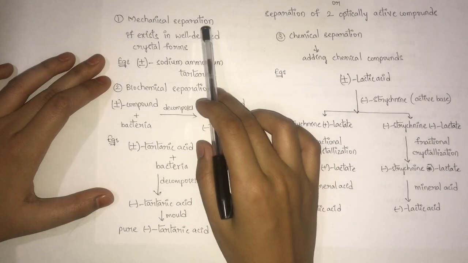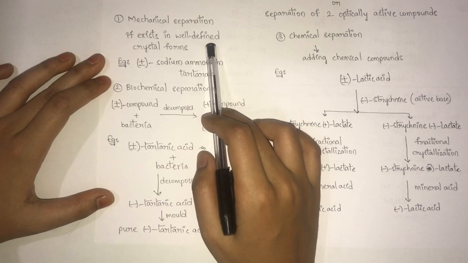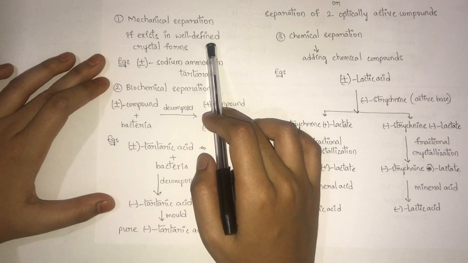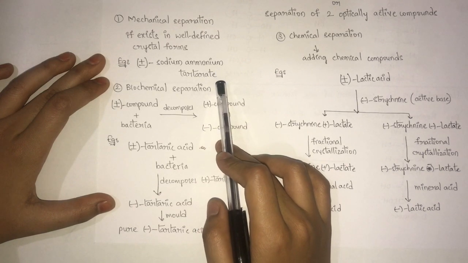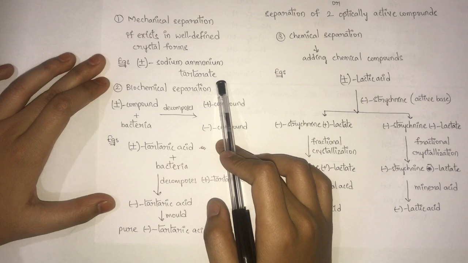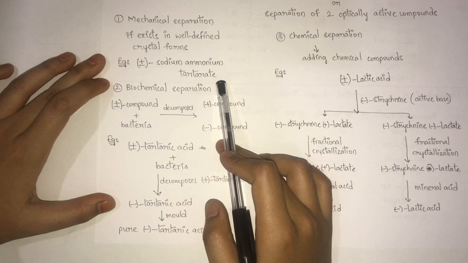First one, mechanical separation, where we can use this method particularly if the compound exists in well-defined crystal forms, that means two different crystal forms. For example, if you are taking a racemic mixture of sodium ammonium tartarate, where both the crystals are different, we can separate both the crystals using a pair of tweezers and a magnifying lens.